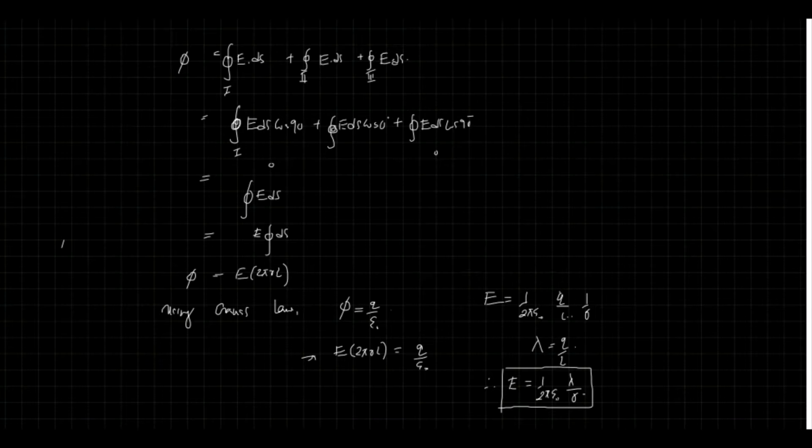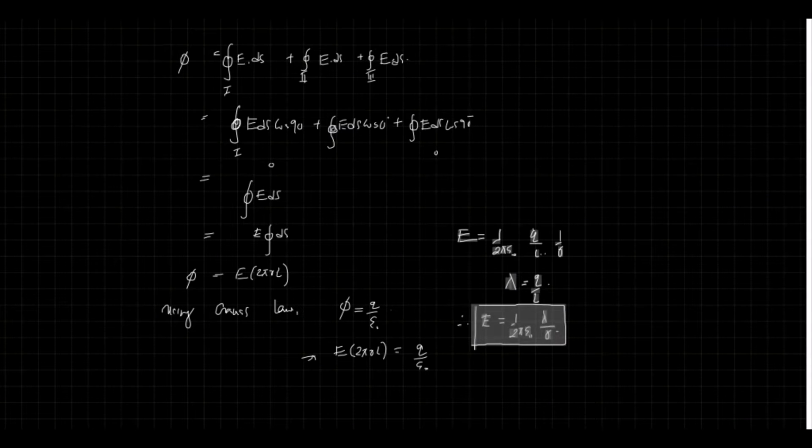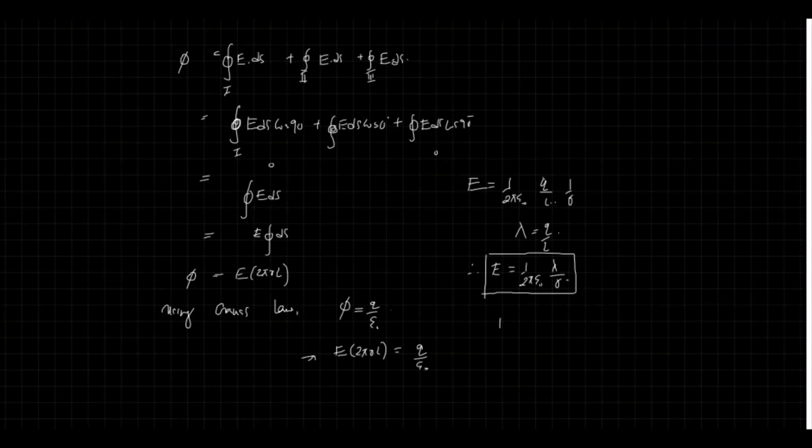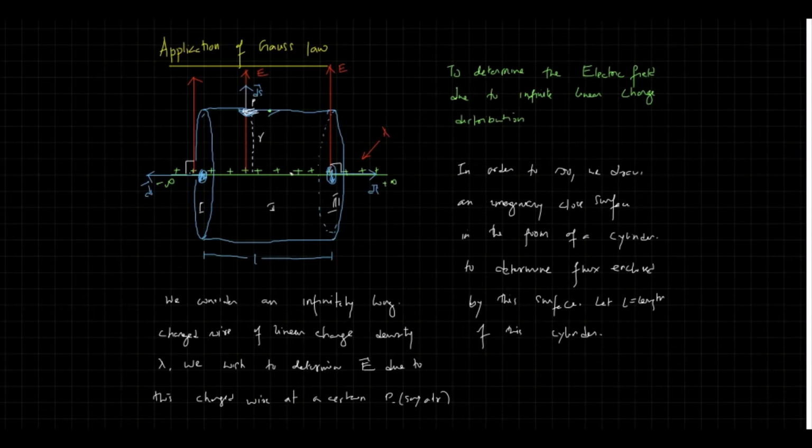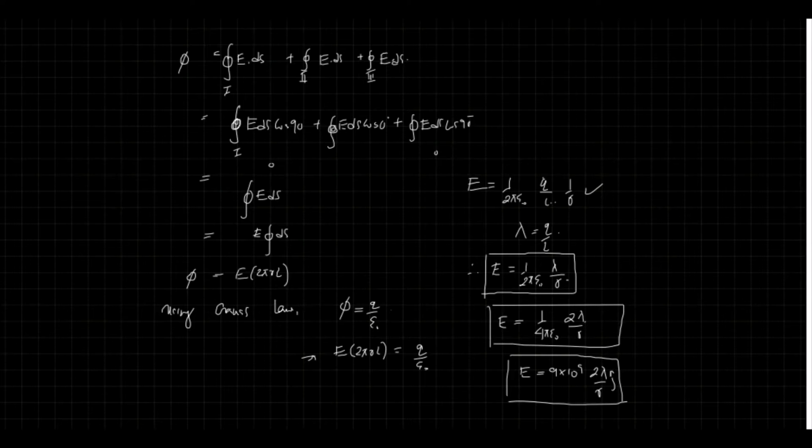Now 1 by 2 pi epsilon naught, this equation can also be written like this, by multiplying it by 2. So 1 by 4 pi epsilon naught into 2 lambda by R. So E is equal to 9 into 10 to the power 9 into 2 lambda by R. What about the vector? The vector, as you can see, is in which direction? So this is the i cap, in this case this is the j cap. So the electric field in vector notation I can write with j cap.